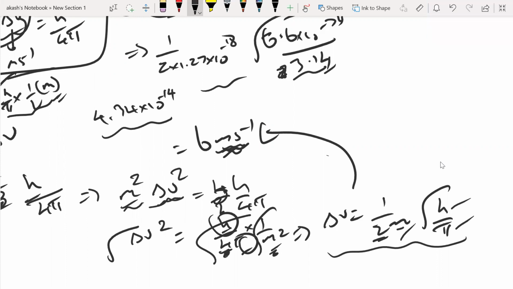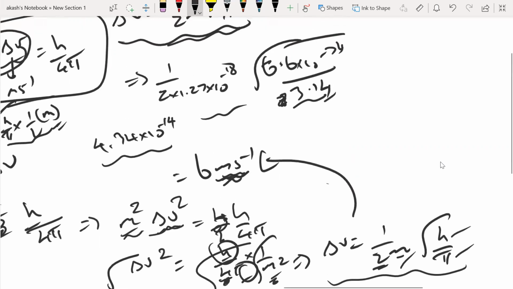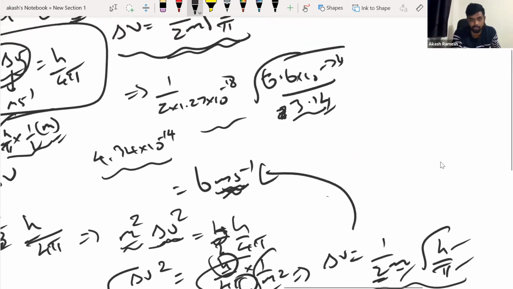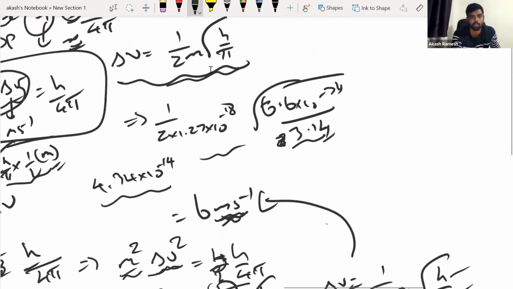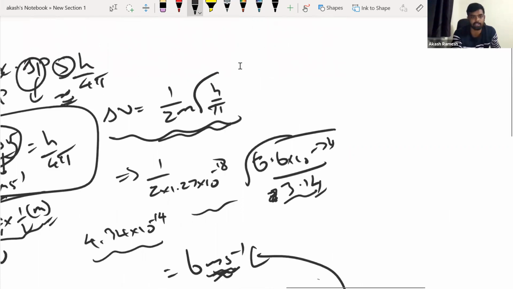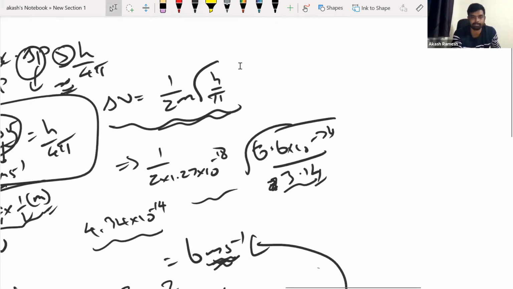Sir, I have a doubt, sir. Yeah. Sir, I did it in a little different method, but I think I did not get the same answer. I think I checked the calculation. That's fine. If you can get this particular equation, delta v is equal to 1 by 2 root of h by pi, if you get that, you are going to get the answer.